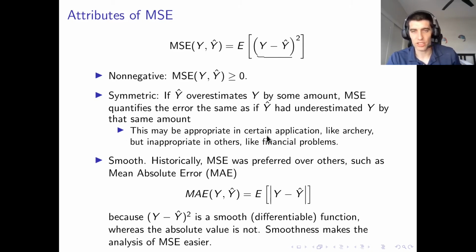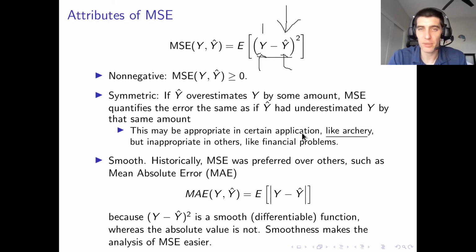As this comment suggests, for certain applications this symmetry is appropriate, like archery or darts, where you're trying to throw a dart y hat at the center of the target y. Being a little to the right or a little to the left is similar in terms of your ultimate performance. But in some problems, like financial problems, it may not be appropriate to have this symmetry. For example, if you make more money than you expect to make, that's a much better outcome than if you lose more money than you expect to make. So if you're estimating how much money you're going to make, you say, well, so what?